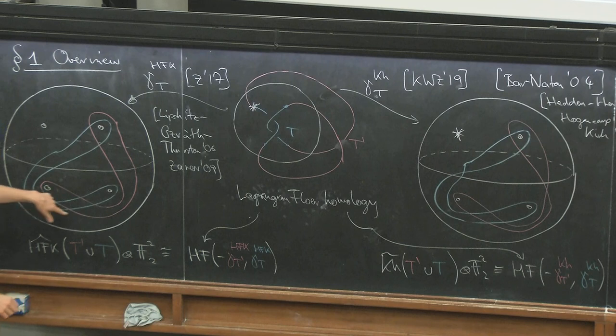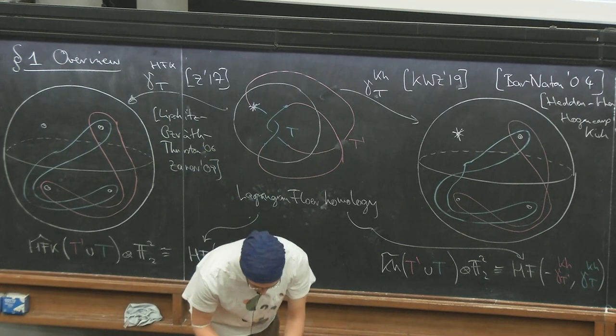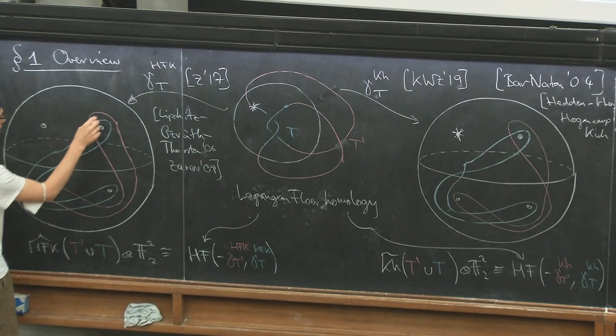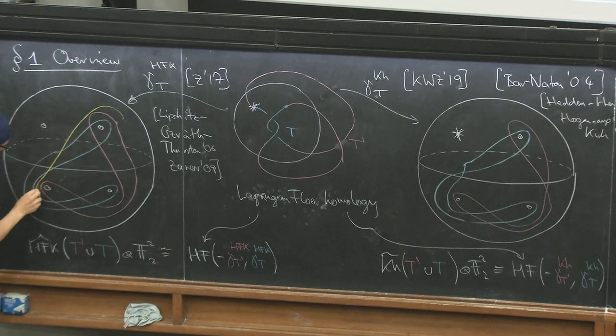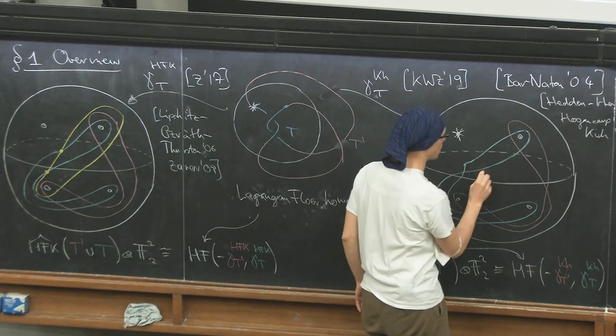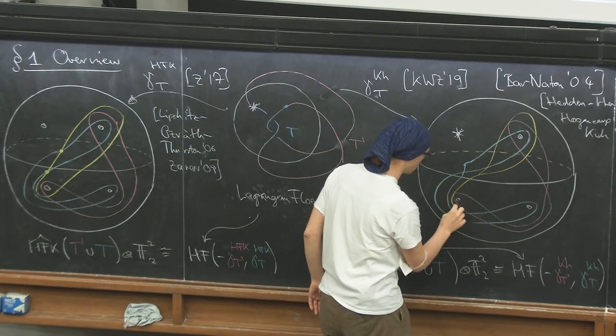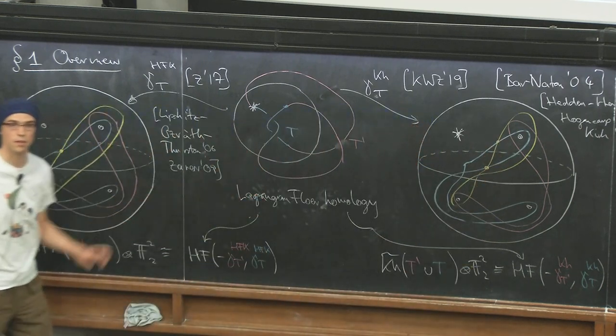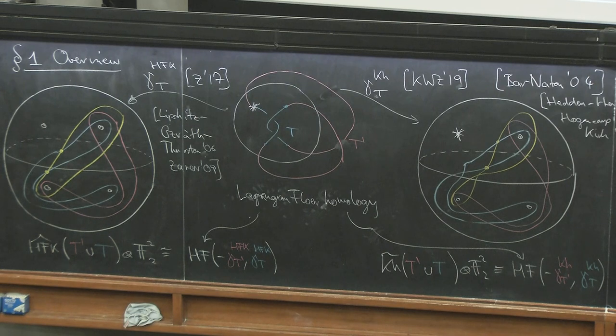Here I had six intersection points. Now I rotate this, maybe I use yellow for the new curve, and I obtain this curve here, which only has these two intersection points, namely the homology of the unknot stabilized once. And I can do exactly the same on this side. There I rotate this curve, and again I only get two intersection points, and I get the Khovanov homology of the unknot, one stabilized.